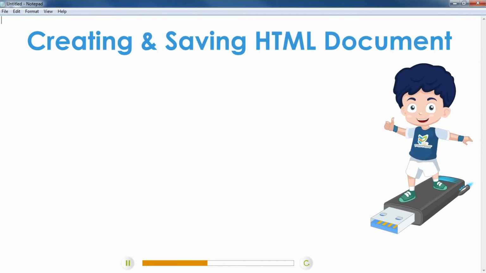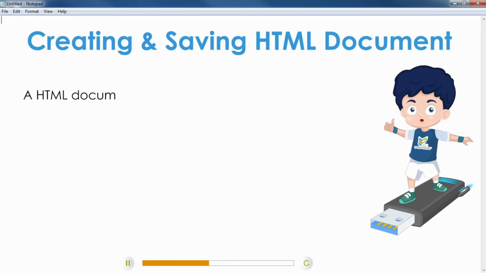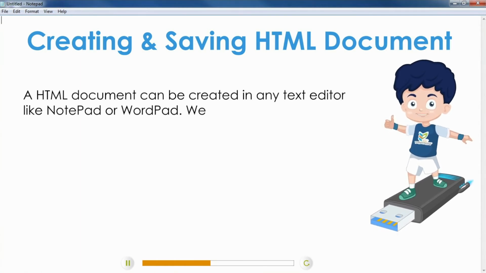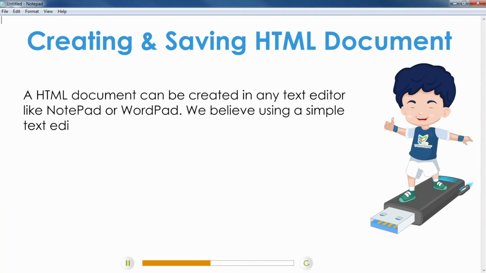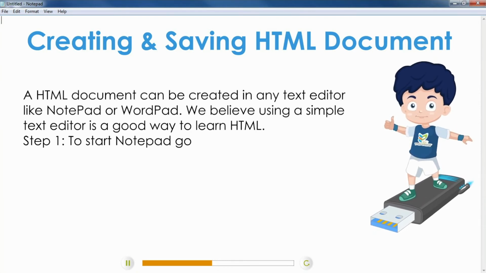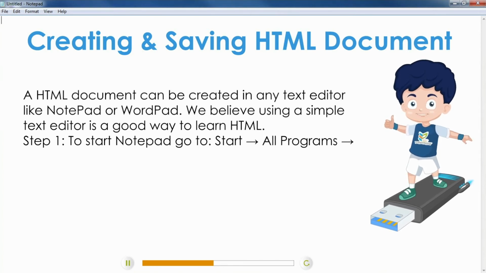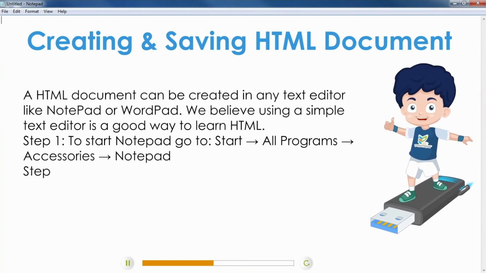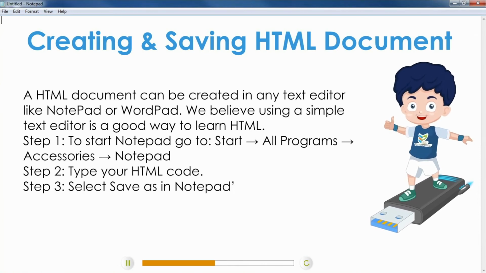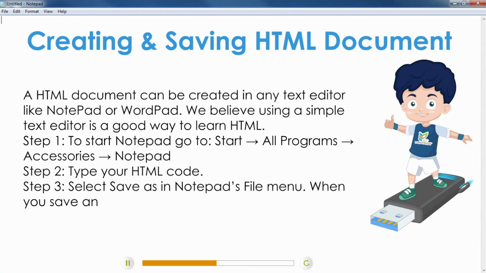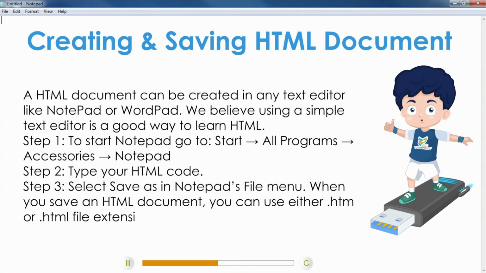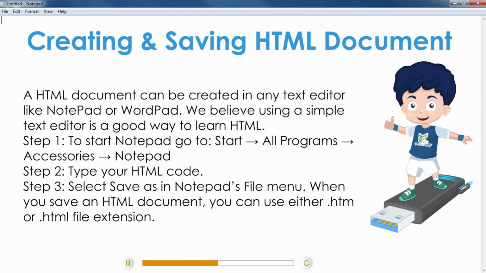Creating and saving an HTML document. An HTML document can be created in any text editor like Notepad or WordPad. We believe using a simple text editor is a good way to learn HTML. Step 1. To start Notepad, go to Start, All Programs, Accessories, Notepad. Step 2. Type your HTML code. Step 3. Select Save As in Notepad's File menu. When you save an HTML document, you can use either the .htm or .html file extension.